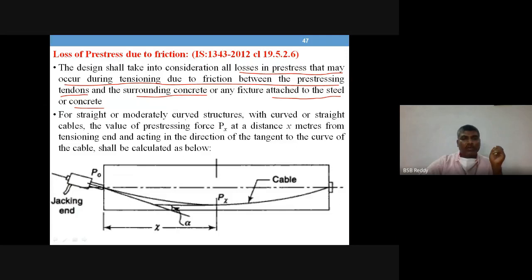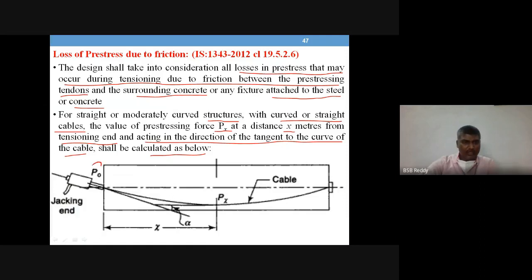So for straight or moderately curved structures with curved or straight cables, the value of pre-stressing force at a distance x from the tensioning end, and acting in the direction of the tangent to the curve of the cable, shall be calculated as below. There is a formula given for the frictional loss of pre-stress. So it will be read in terms of the pre-stressing force.